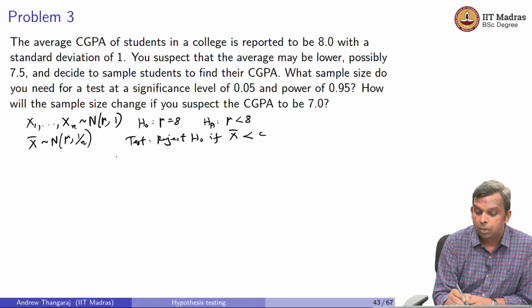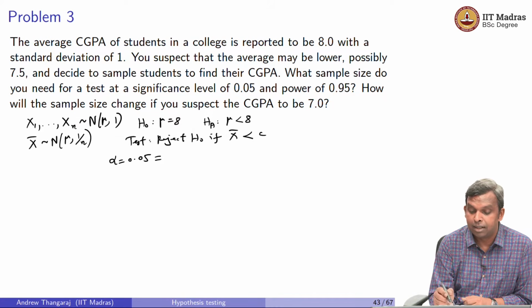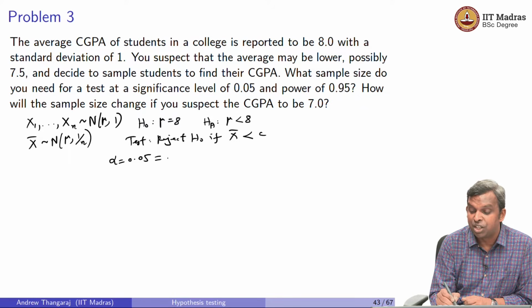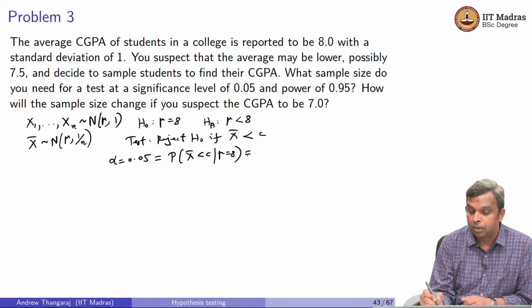So your alpha you want it to be 0.05. Let's figure out how c will be determined. Both alpha and n will play a role, so c and n will have a relationship because I want significance level 0.05. So it's the probability that x bar is less than c given mu equals 8. So this is F_C of (c minus 8) divided by 1 by root n.